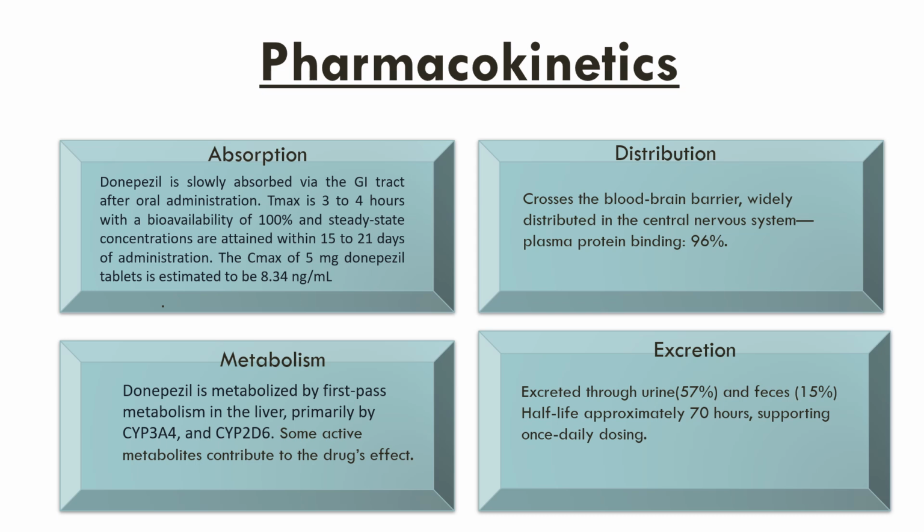Distribution. Donepezil crosses the blood-brain barrier and is widely distributed in the central nervous system. Plasma protein binding is 96%. Metabolism. Donepezil is metabolized by first-pass metabolism in the liver, primarily by CYP3A4 and CYP2D6. Some active metabolites contribute to the drug's effect.